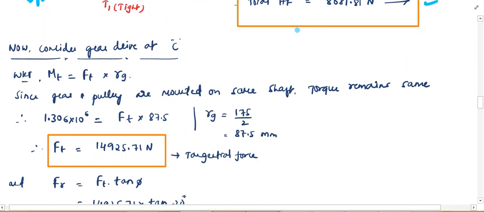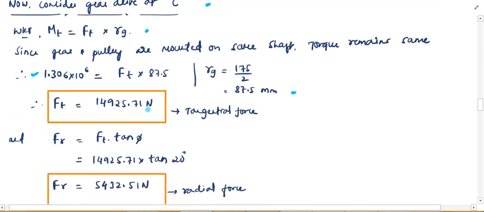Now consider the gear drive at C. Here we know the torque Mt is equal to Ft into Rg. Since the gear and pulley are mounted on the same shaft, the torque remains the same. So I can use the same value of Mt, 1.306 into 10 power 6. Since the diameter of the gear is given as 175 mm, the radius of the gear Rg will be 87.5 mm.